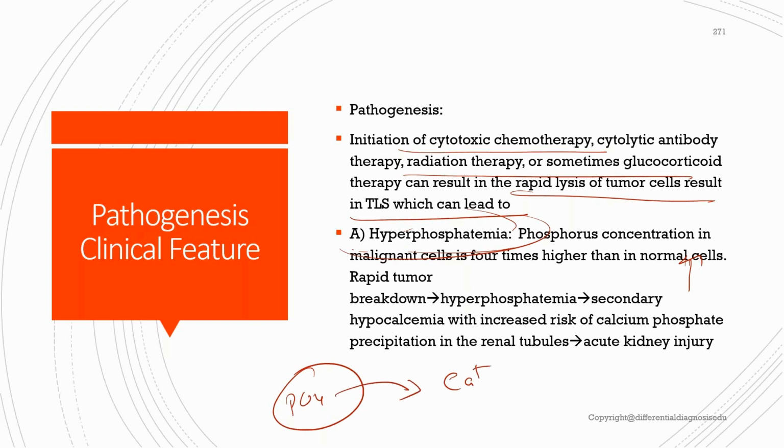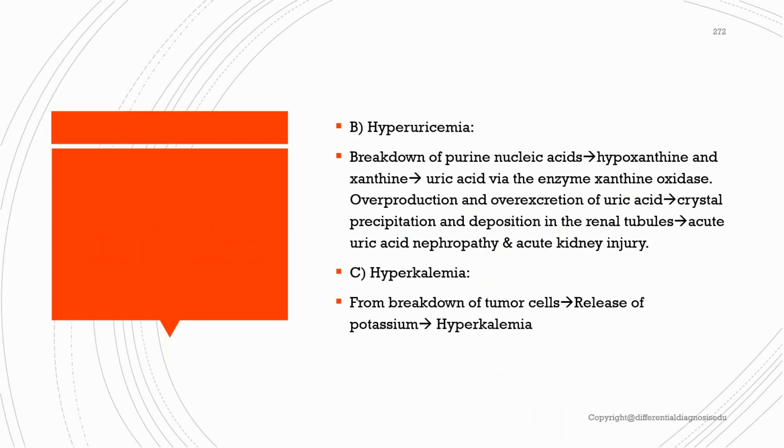It will bind with calcium, resulting in calcium phosphate stones, or precipitation of calcium phosphate in the renal tubule, which can cause AKI. Tumor breakdown will also release purine, which will be converted into uric acid. Overproduction of uric acid results in uric acid crystal formation in the renal tubule, which will cause AKI.